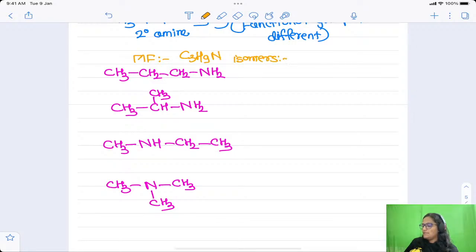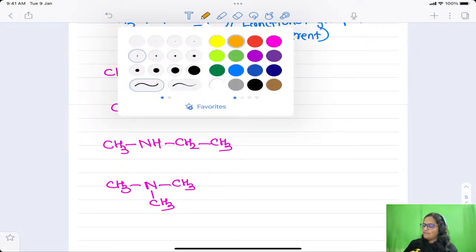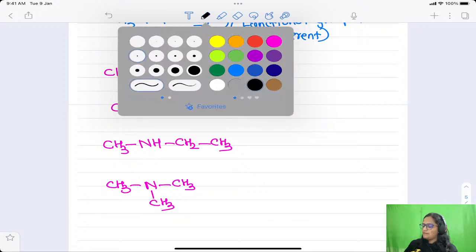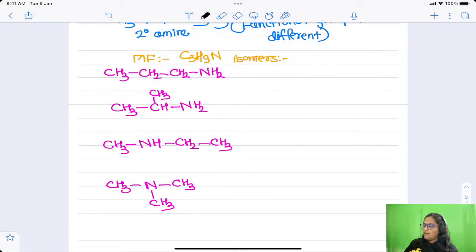Okay, so all these are the isomers of the molecular formula C3H9N, right? Now again, let us see one by one. The first isomer has NH2, which means it is a primary amine. The second isomer also has NH2, therefore it is a primary amine.